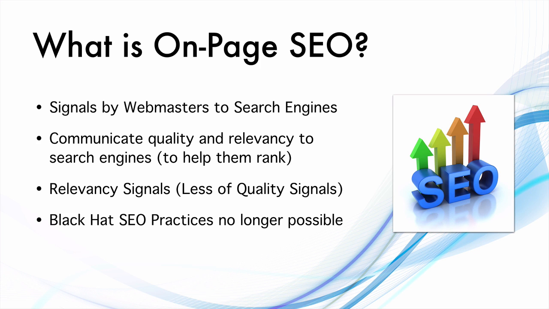So when you think about black hat SEO practices earlier, a few years back, let's say 5 to 10 years back, what webmasters used to do is that they used to lie to the search engines about the relevancy of their website or quality of their website. For example, one of the ways that search engines used to rank websites is to look at what are all the keywords present in the article.